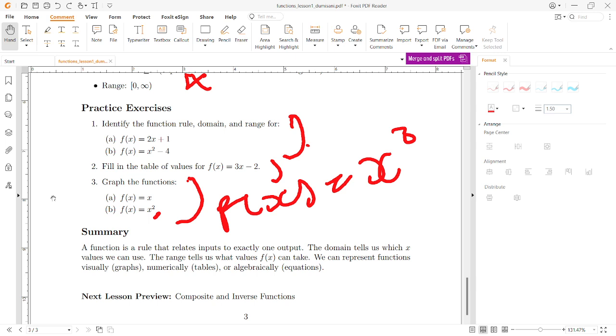And another thing that we have learned is that we can represent functions visually using graphs, numerically using tables, algebraically using equations. So in our next lesson, we are going to look at the composite and inverse function.